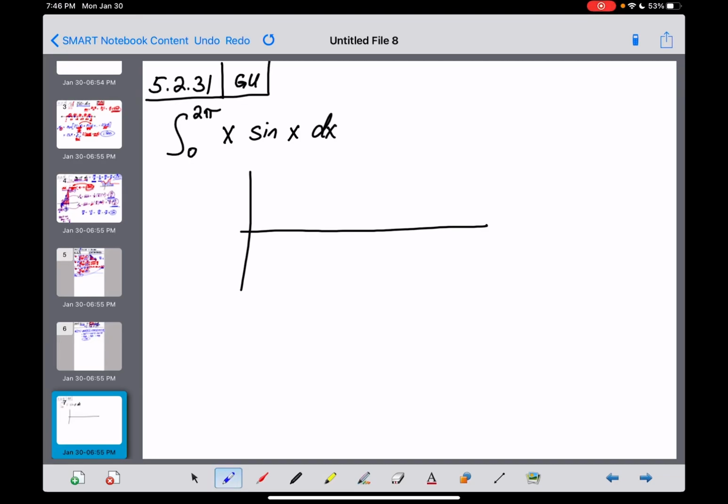On number 31 here, I hope everybody read their directions carefully. It says to determine the sign of the integral without calculating it. So we're not actually coming up with a numerical answer to this. They just want us to tell them whether it's positive or negative.